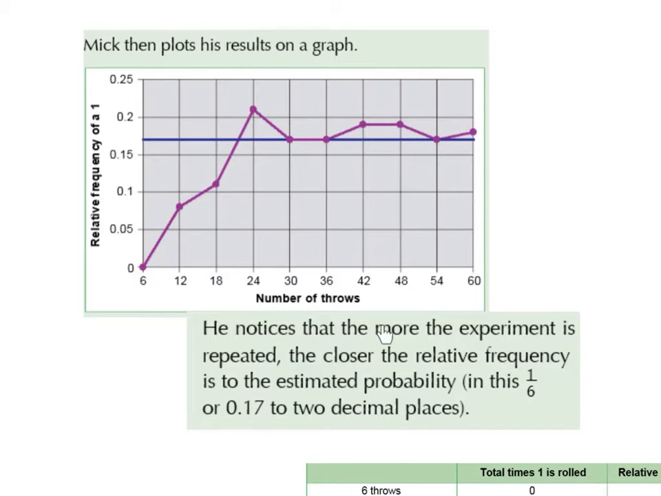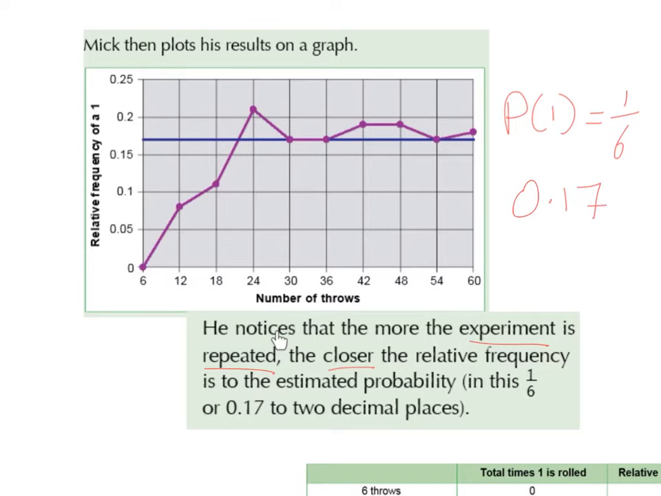So he notices that the more the experiment is repeated, the closer the relative frequency is to the estimated probability. So the estimated probability of landing on a 1, if we roll a fair die, is 1 over 6, because there's one 1 on a die, and there are 6 options in total, 1, 2, 3, 4, 5, and 6. And 1 over 6 changed to a decimal is 0.16 recurring, which we can round off to 0.17.